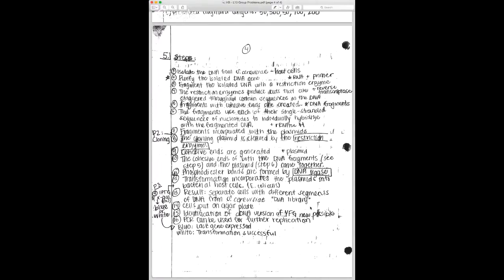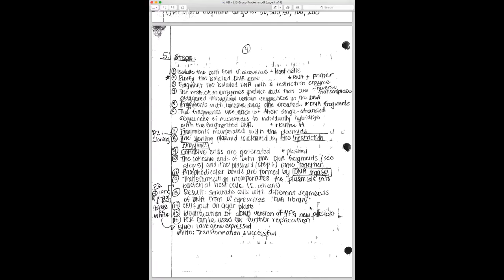And so the other thing is that to use blue-white screening to identify plasmids that contain the YFG cDNA, what you would do is add IPTG and X-gal, and it will either turn blue or white. And so if it's blue, that means that the LacZ gene was expressed. And if it's white, that means that the transformation was successful.